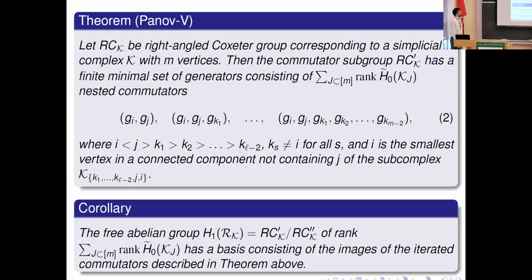And i is the smallest vertex in a connected component not containing j of the subcomplex this. We have a corollary. The free abelian group H1 of RC_K' of rank like this has a basis consisting of the images of the iterated commutators described in this theorem.